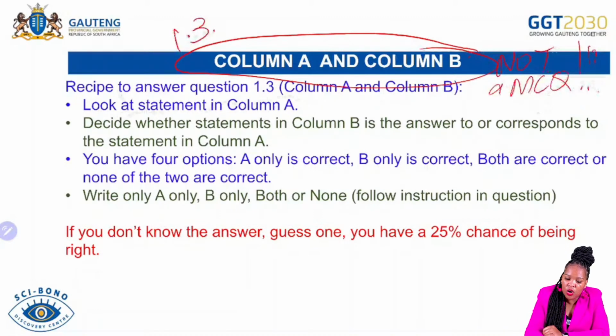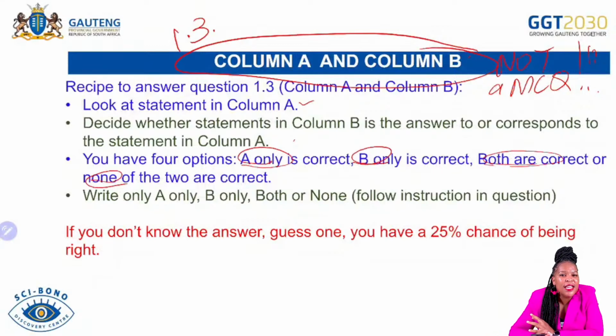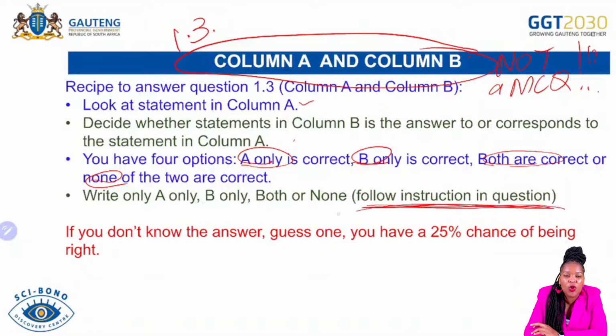Look at the statement in column A. Decide whether the statement in column B is the answer to, or it corresponds to the statement in column A. You have 4 options: A only, B only, both A and B are correct, or none. So this one is not like multiple choice where you're going to say A and what? A and B, or you say B for what? For both. So you must be specific, because this is not a multiple choice question. Now, write only A only, B only, both A and B, and follow the instruction in the question.